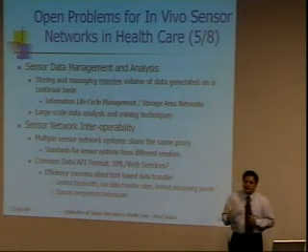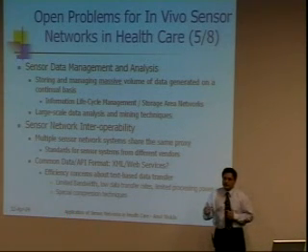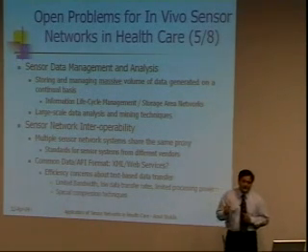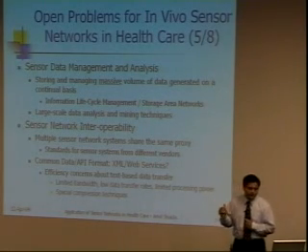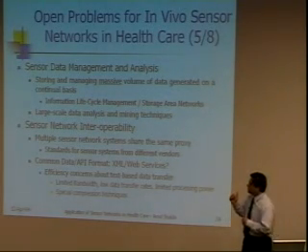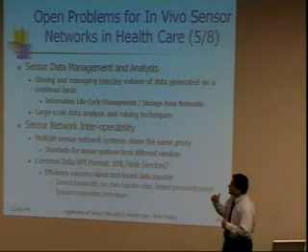We really need intelligent storage and data management techniques, and also need to adapt our existing data mining algorithms so that they scale well with large volumes of data. We also need interoperability between sensor network systems.